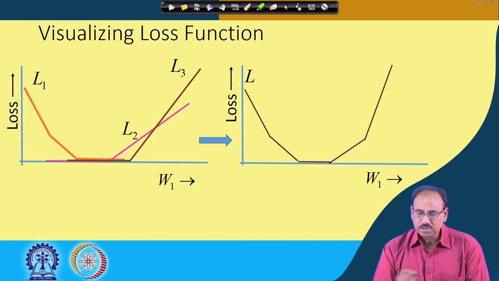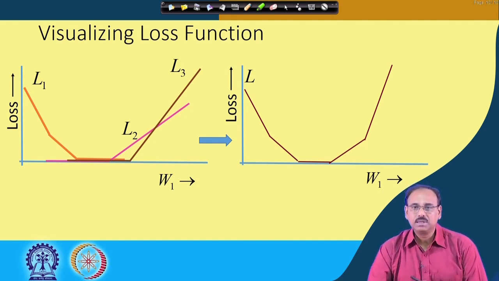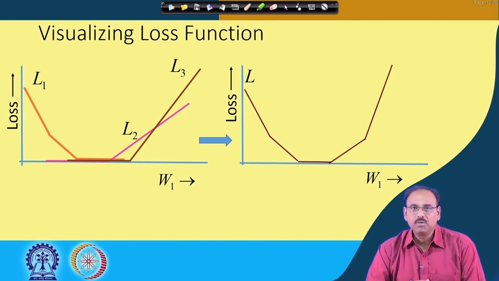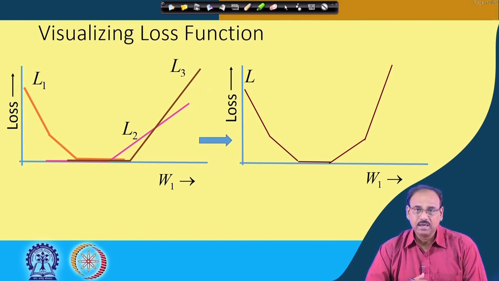By looking at this figure on the right, which gives you the overall loss function, you find that the loss function is convex. So this can be solved using convex optimization, because the loss function that you get is convex. Here the situation is very simple. We can visualize it very easily because I am considering W1 to be a scalar or a one-dimensional vector.